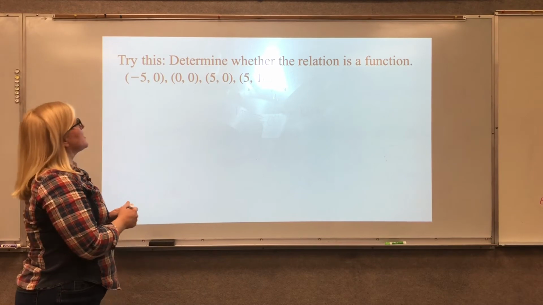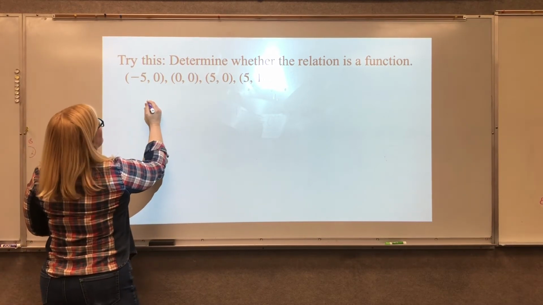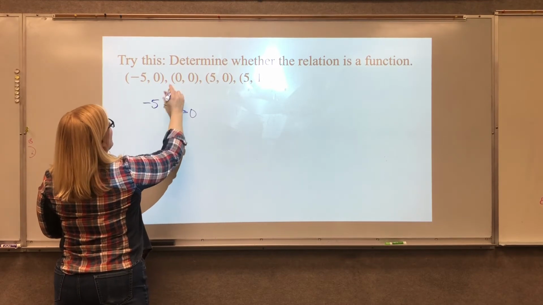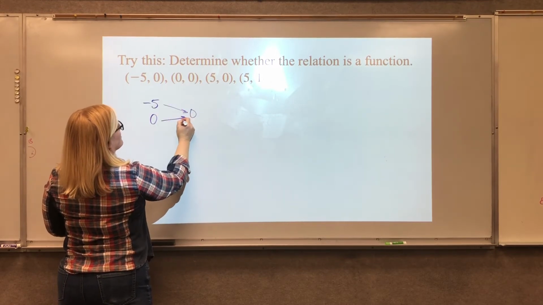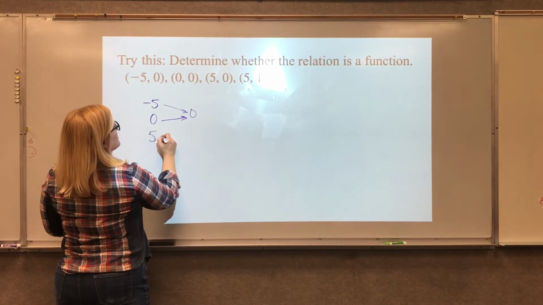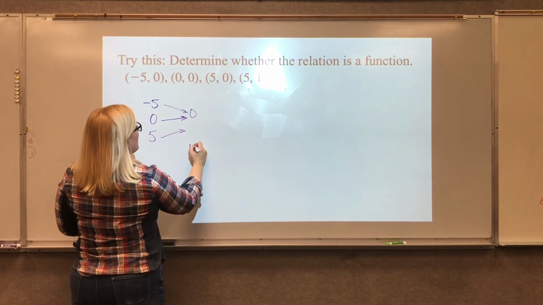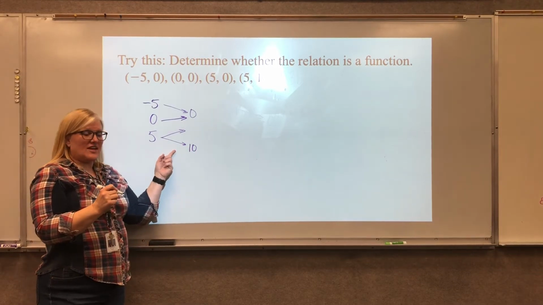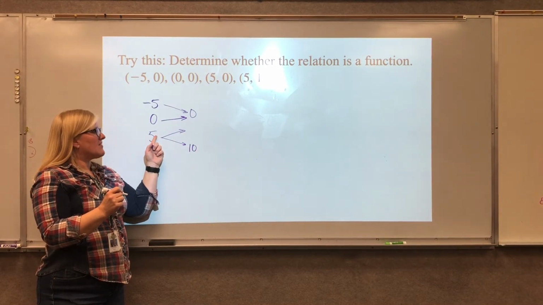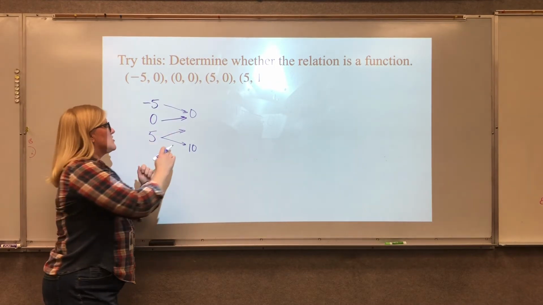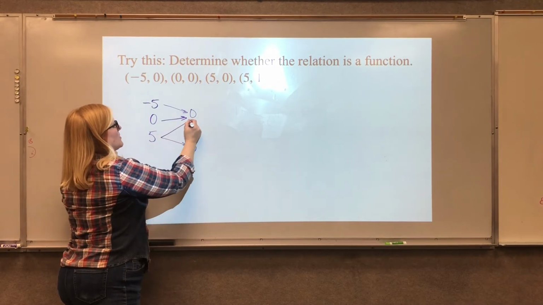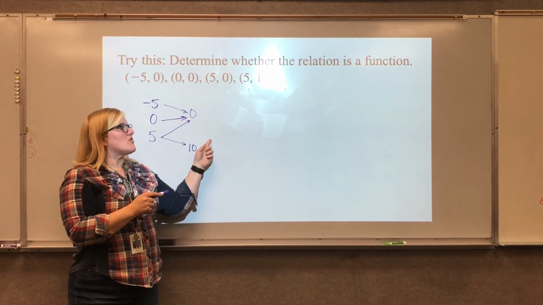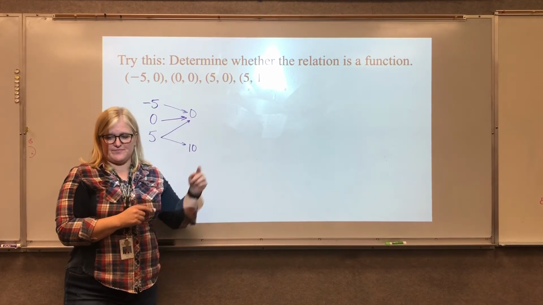Okay, so let's look and see what we've got. We have -5 going to 0. We have 0 going to 0. We have 5 going to 0. But we also have 5 going to 10. This would be like if I push the button and I got 2 sodas coming out, 2 different sodas. So this is not a function.